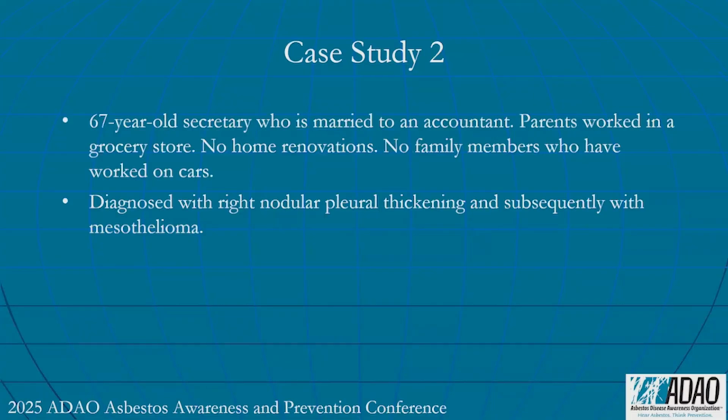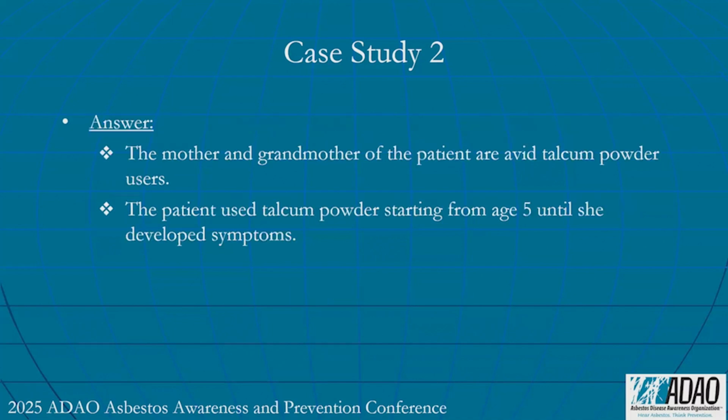A 67-year-old secretary is married to an accountant. Their parents worked in a grocery store, never did home renovations, no brake work. They were diagnosed with right nodular pleural thickening and subsequently with mesothelioma. What's the exposure? The mother and grandmother of the patient were avid talcum powder users, and she used talcum powder starting from the age of 5 until she developed symptoms.